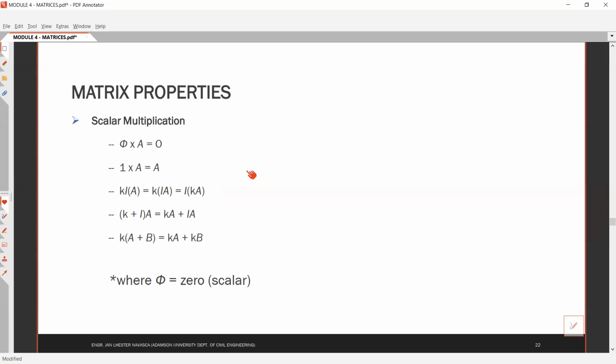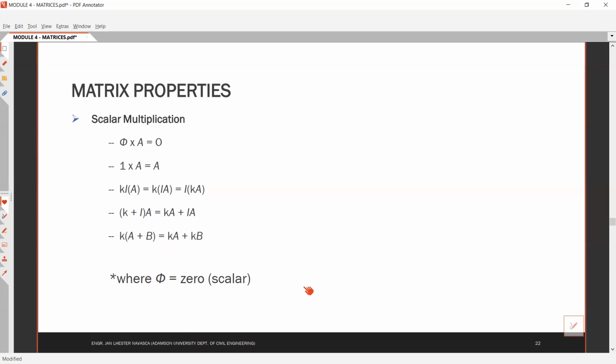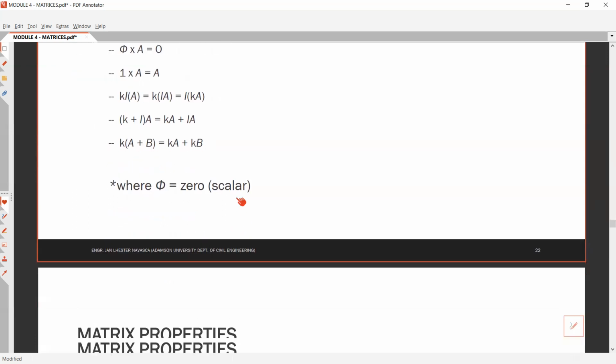Next one, we have the K plus I multiplied by A is equals to, pwede natin i-distribute yung A, yung matrix, so KA plus IA. Okay? Next one is K multiplied by A plus B. Pwede natin siyang i-distribute, so KA plus KB. Okay? So ito yung matrix properties for the scalar multiplication. Okay?